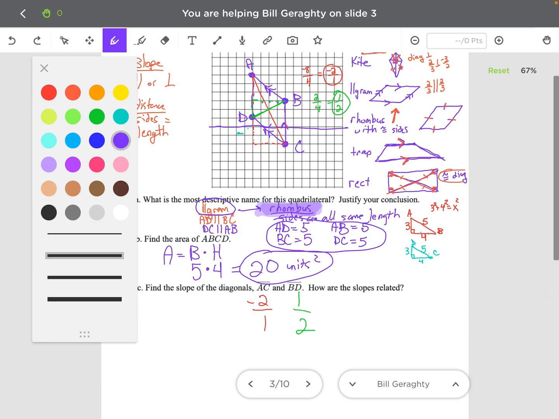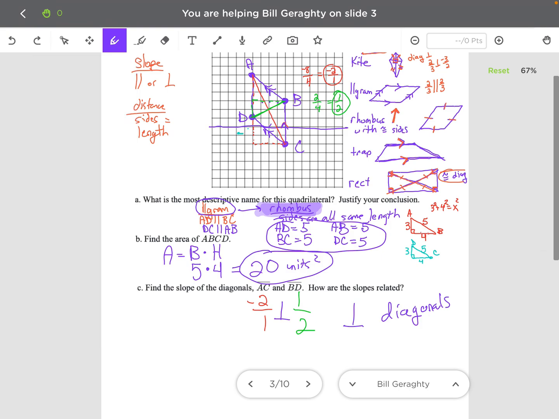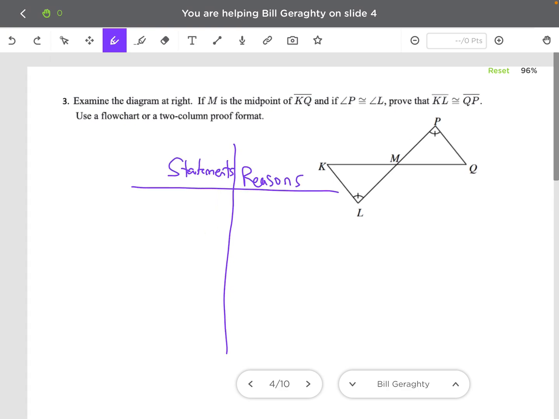And how are those slopes related? Because they are opposite reciprocals, they are perpendicular. Okay, so that means that, again, the diagonals are perpendicular. Just like in a kite, in a rhombus, because a rhombus technically is a kite, those diagonals are perpendicular.